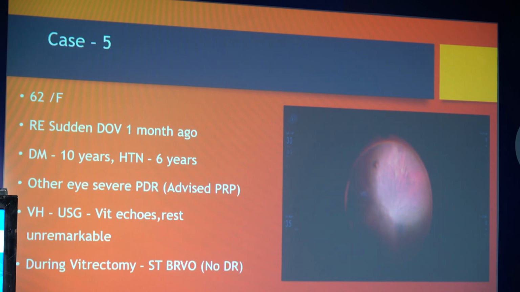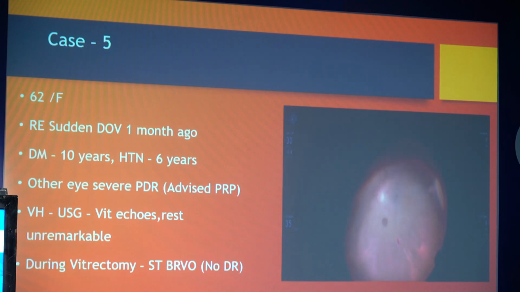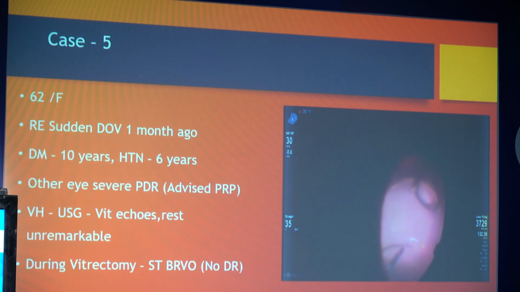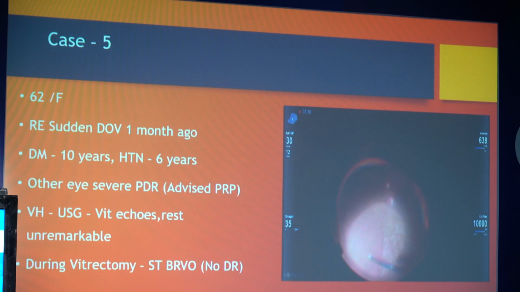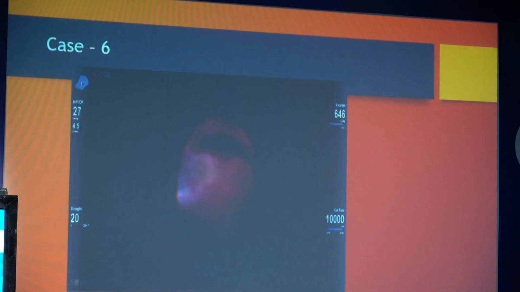In fact, there was no neovascularization to explain the cause for the vitreous hemorrhage, and probably this was a case of PVD. We really don't know what the cause of the vitreous hemorrhage was, although we presume that this could be due to a BRVO. So this is the fundus finding. We did a laser, no doubt, just to overdo it and see that there is no scope for further bleeding.